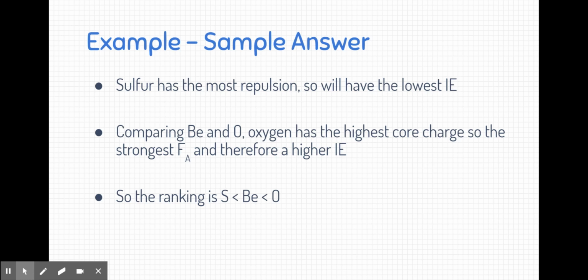So first of all, we saw that sulfur had the most repulsion, and I said the changes between periods are always greater. So we'll use repulsion first and rank that one as the lowest ionization energy. And then we will compare within a period. Beryllium and oxygen. Oxygen has the highest core charge, strongest force of attraction. Therefore, it will have the highest ionization energy. And so beryllium's the only one left, and it's going to go in the middle. So I clearly rank it. Sulfur, less than beryllium, less than oxygen.